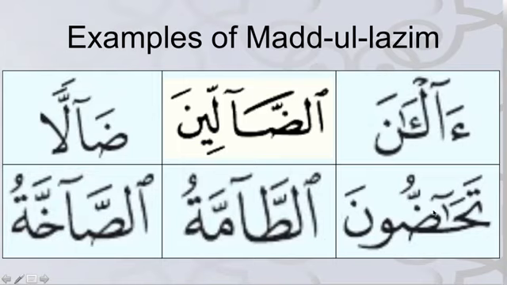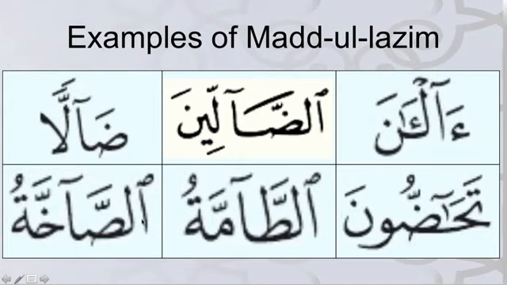So for example, in this word right here, this shadda is the one that causes this alif mad to be extended to 6 counts. There is no shadda on the ha, meaning that if the letter immediately following the alif mad has a shadda, then the alif mad should be extended to 6 counts, which is called maddul lazim.